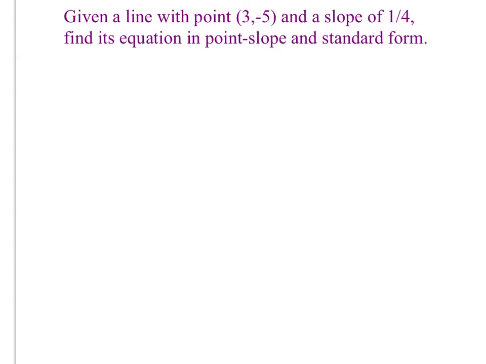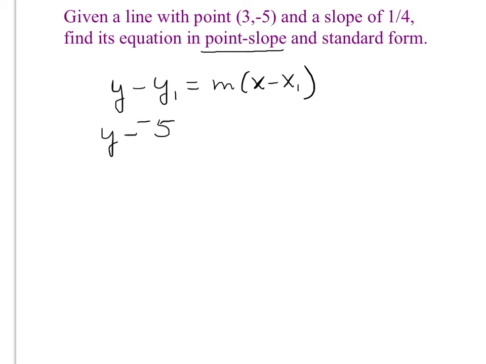So hopefully what you were thinking is, since you need point slope form, you're going to write down y minus y1 equals m times x minus x1. Plug in that point, so y minus a -5, and you can switch that right away to y plus 5, equals 1/4 times x minus 3. So that's the first answer. That's the first thing you want to find.